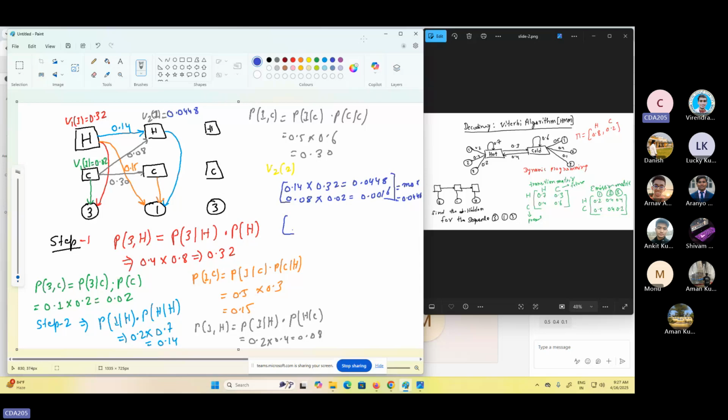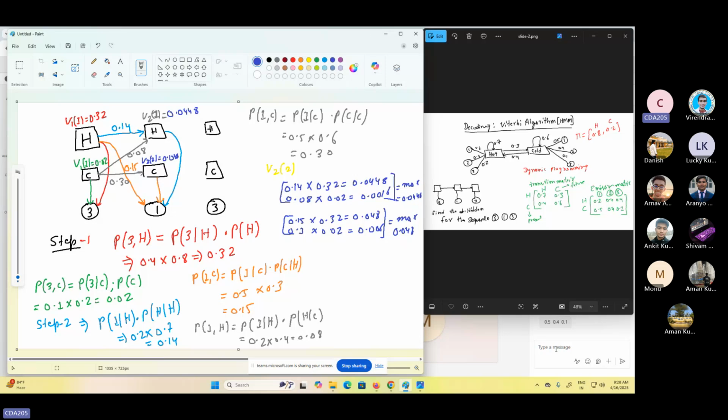Next one we can see. It is 0.15 into 0.32, which is 0.048. And 0.3 into 0.02 is 0.006. So which one is the max? The max is 0.048. So V22 is equal to 0.048.